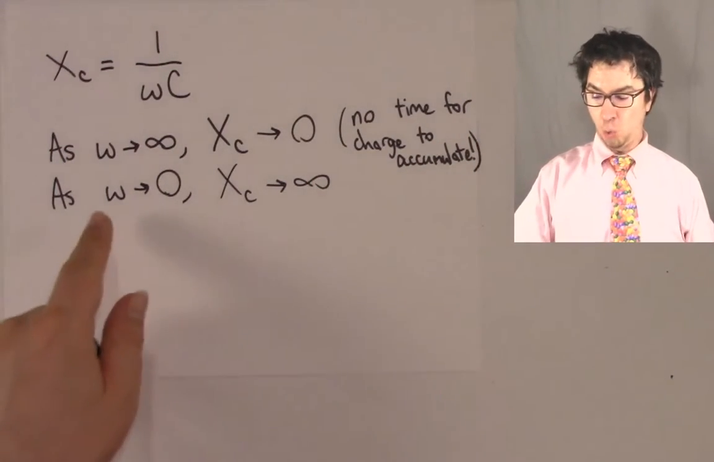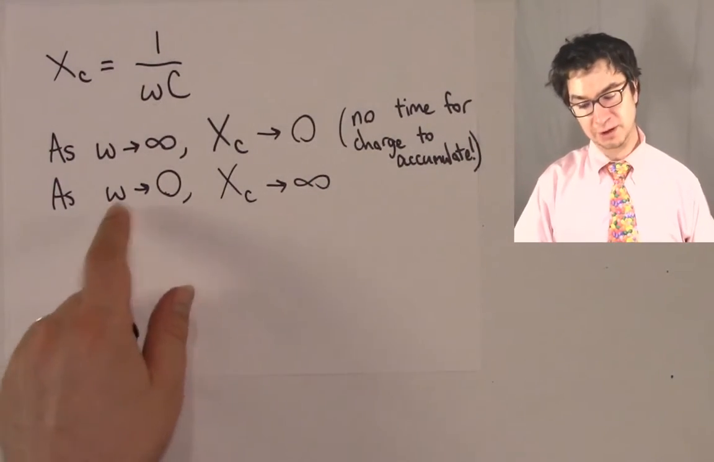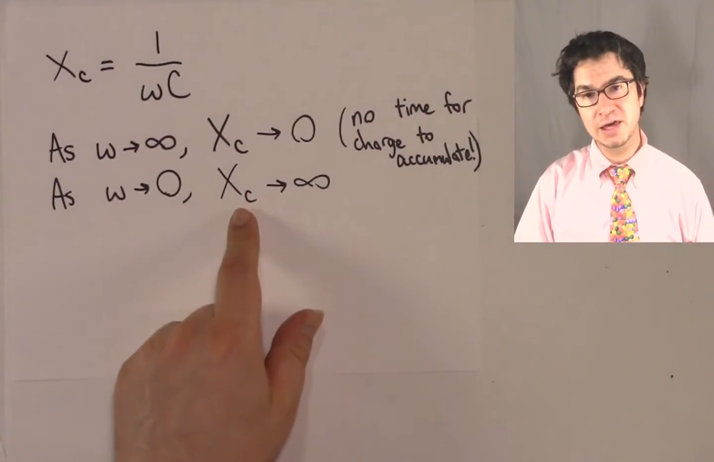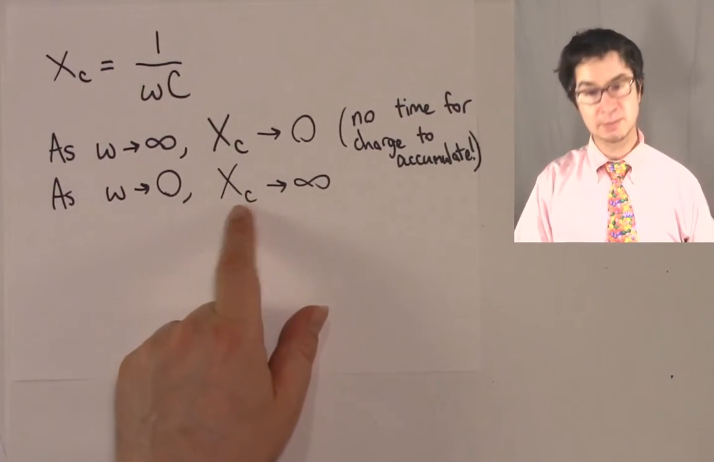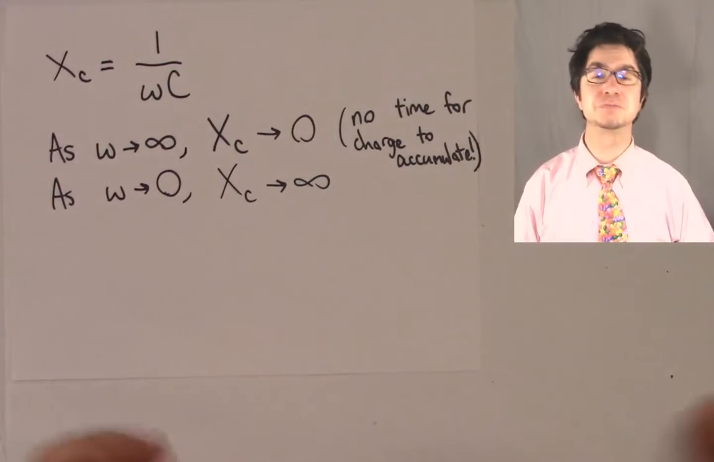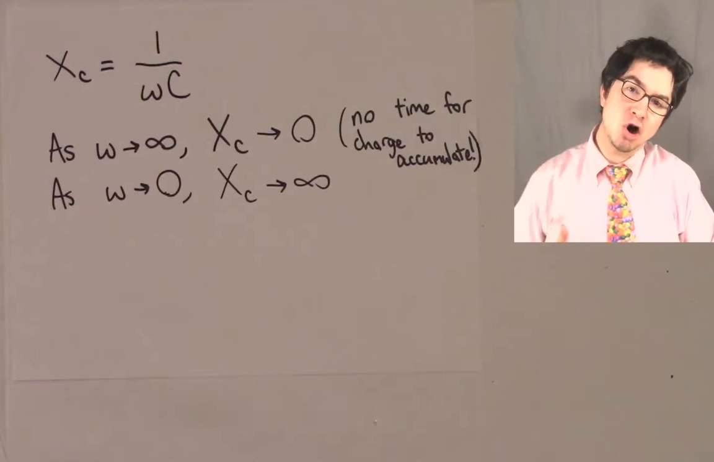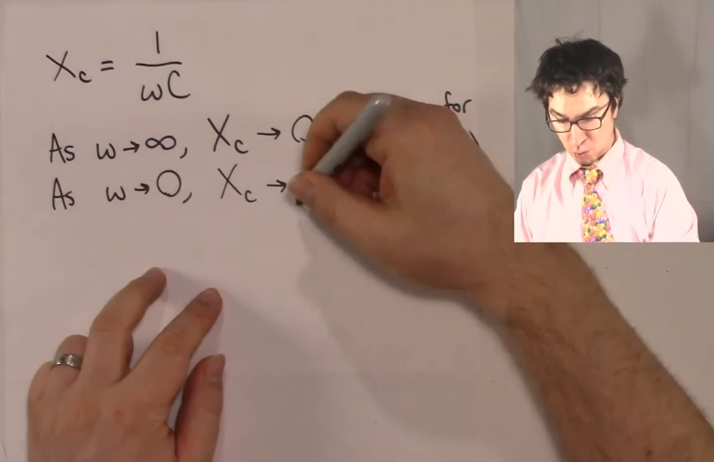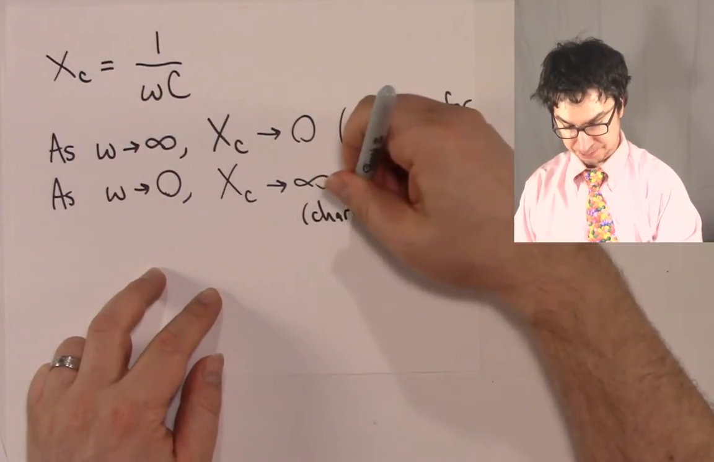What if it's rotating very slowly? If it's rotating very slowly, then the reactance is going to be very, very high. How does that make sense? Well, if it's rotating slowly, then there's plenty of time for the charge to accumulate on the plates. So charge accumulates.